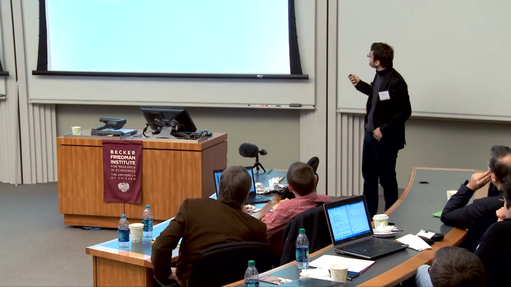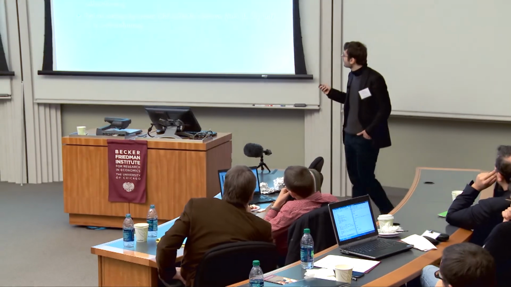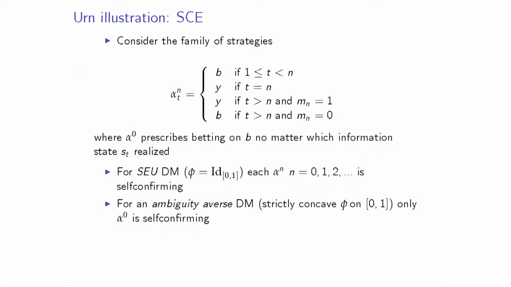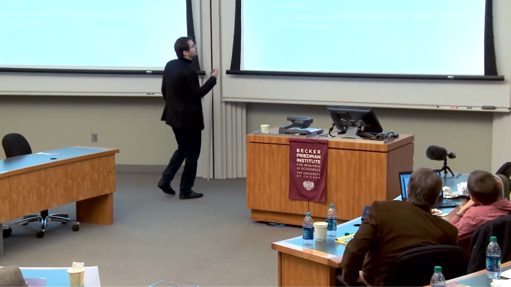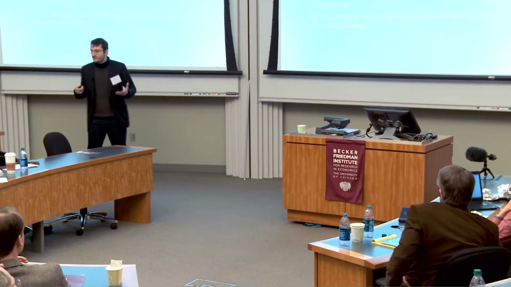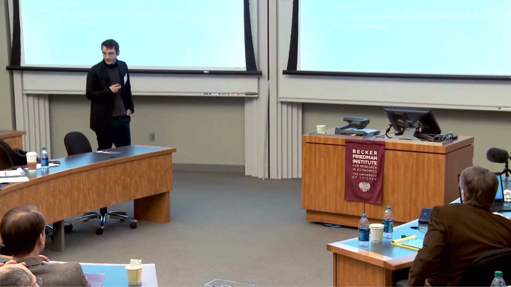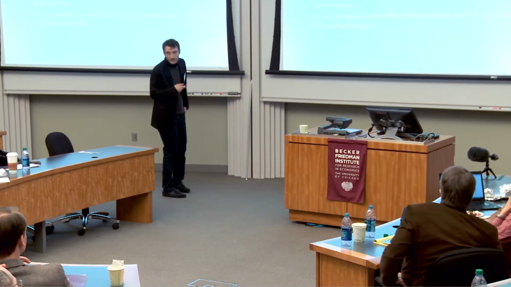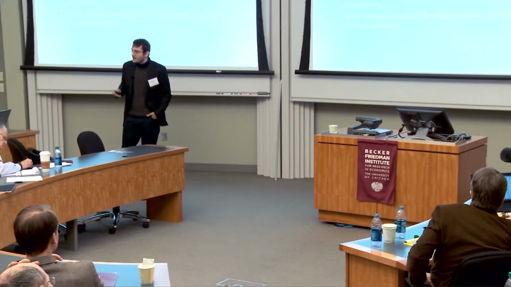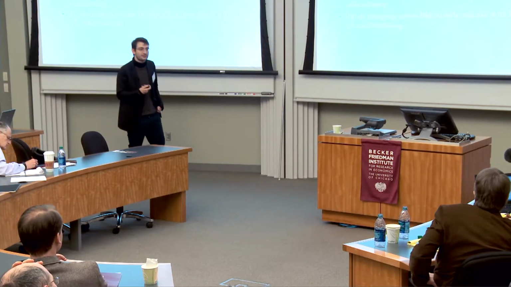For a SEU guy, instead, given that his predictive coincides with the true model, each strategy that, for example, prescribes to bet on black up to time n and then switching to yellow is also a self-confirming equilibrium strategy. Because if he bets on yellow, for example, at time t equal to n, if he wins, he's going to learn what he thinks is the true model. That is, the proportion of yellow balls is 2/3, and if he loses instead, he's going to rule out the possibility that yellow balls are there, and he's going to switch back to black, because there is no possibility of betting on green.